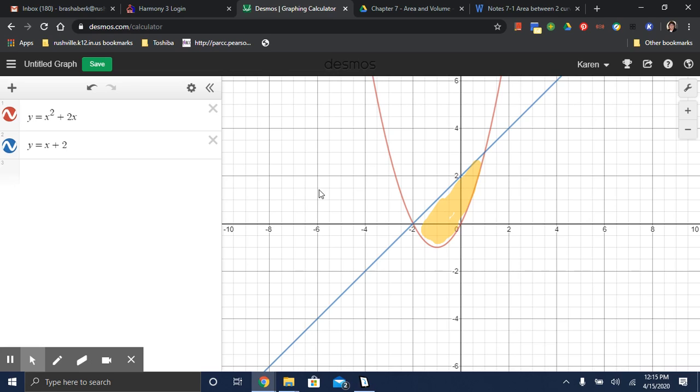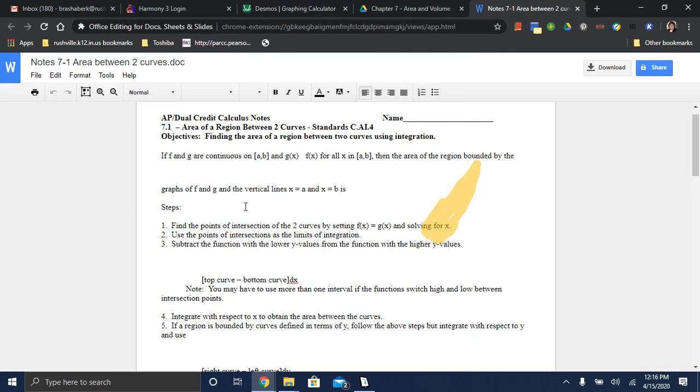Now, you can probably see those points of intersection by looking at your graph, and if I use Desmos, of course, that would show up as (-2, 0) and (1, 3). So my x values would be -2 and +1 that are setting my boundaries for this area between the two curves.